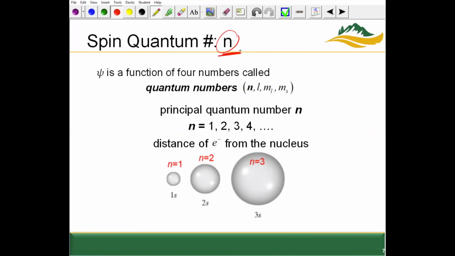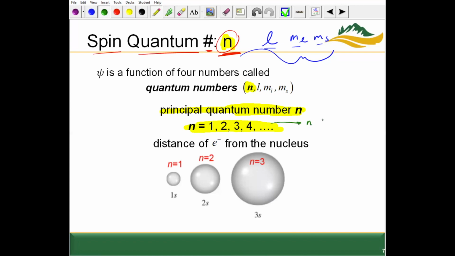Let's start with N. N is considered one of our spin quantum numbers. There are 4 spin quantum numbers in total: N, L, M sub L, and M sub S. These all attempt to describe, again, how electrons are oriented around a nucleus. Let's talk about N. So N is the first spin quantum number. N is the principal quantum number. It can be in amounts of 1, 2, 3, 4, etc.